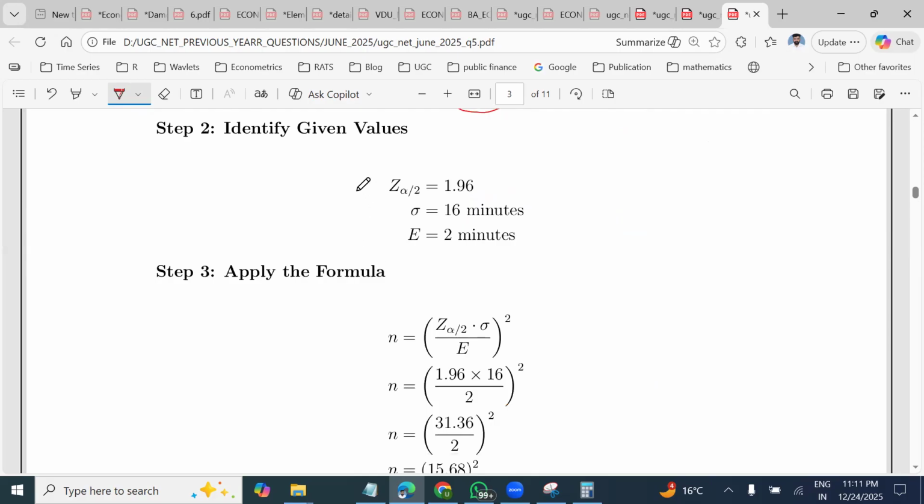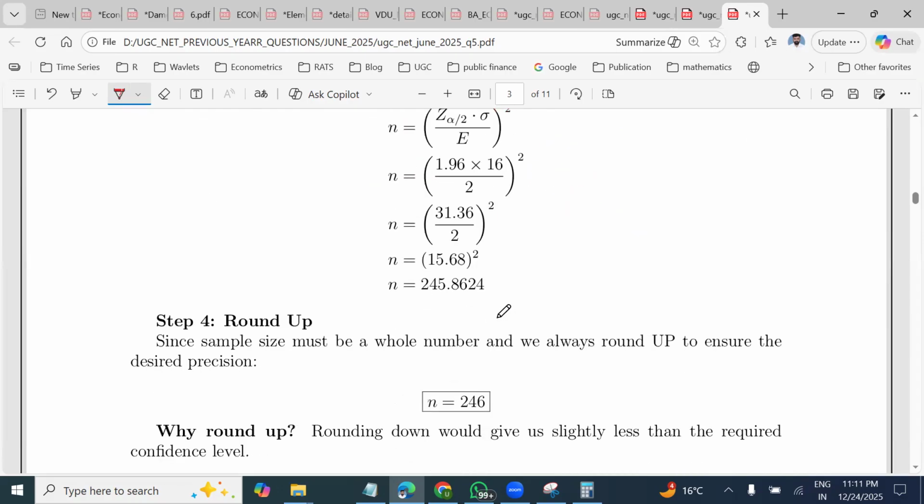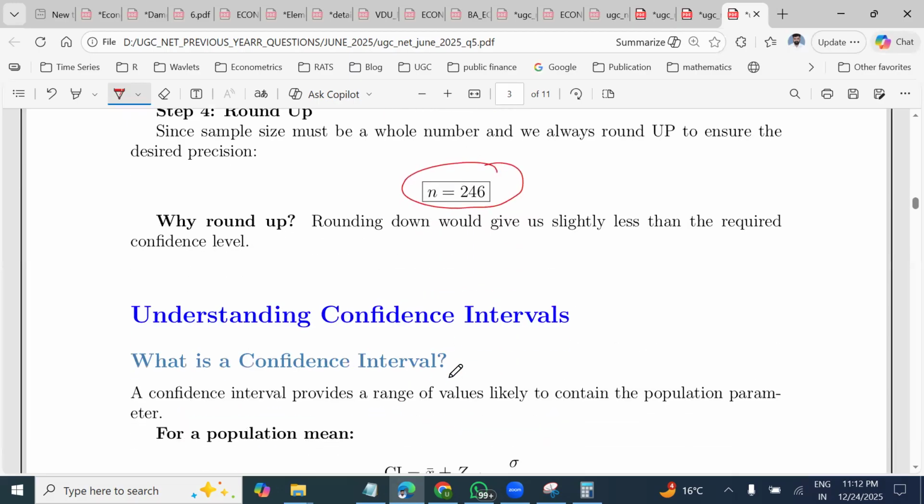Now Z alpha by 2 value is 1.96, sigma is 16 minutes, E is 2 minutes, error. Now you can easily find out. Are you getting my point? Ajay, is the answer correct or not? 246.